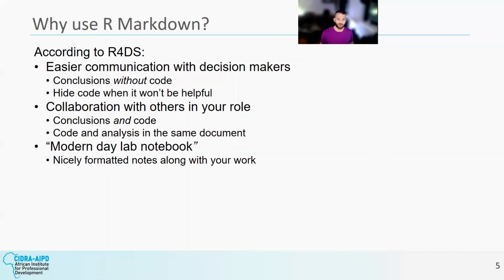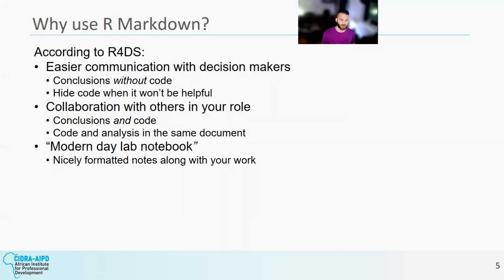Now, why use R Markdown specifically? Again, looking for advice from R for data science, there are 3 reasons given there. The first is easier communication with decision makers. Whenever you're communicating in business, for example, or communicating research in academia, you have to remember that there are different audiences you'll be speaking to. For example, I'm an actuary, so when I work with other actuaries, I'll be a lot more technical. I'll show how calculations are done. But if I need to talk to non-actuaries or different types of managers, then the exact calculations are not as important as the overall conclusions.